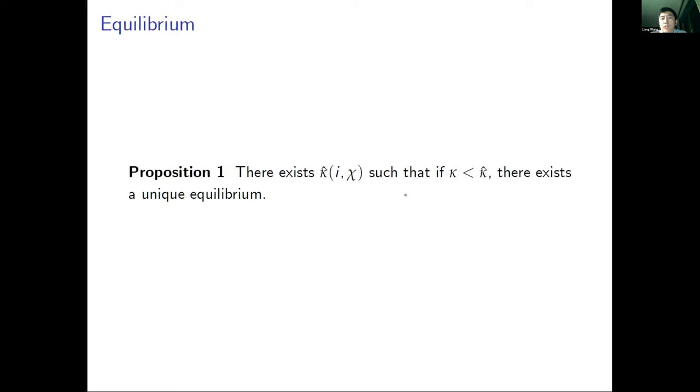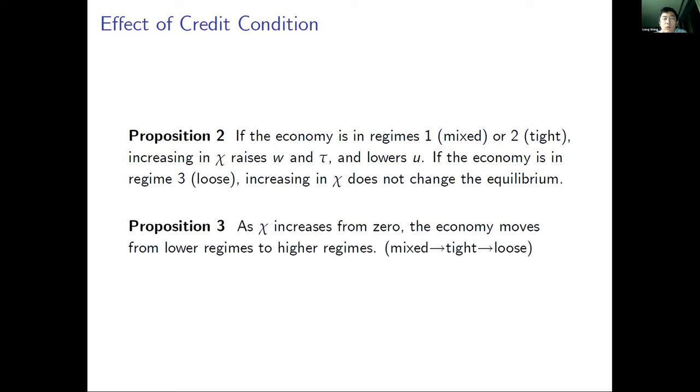So we can show that the result is pretty neat. We can prove the existence and also uniqueness of equilibrium, as long as the entry cost of the firm is below a certain threshold, and that threshold depends on the nominal interest rate as well as the pledgeability parameter. Second, we have some results about the change of the credit condition.